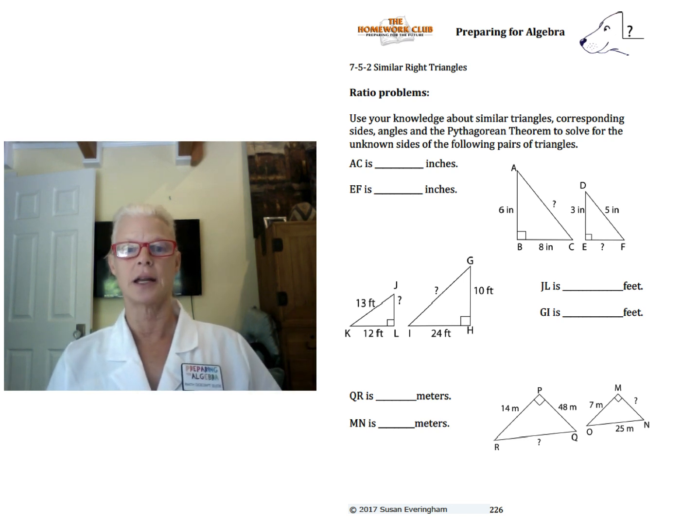Dog-ear the pages that you're not getting completely right, or if you have questions, ask me in the comments and I will do my best to answer you.